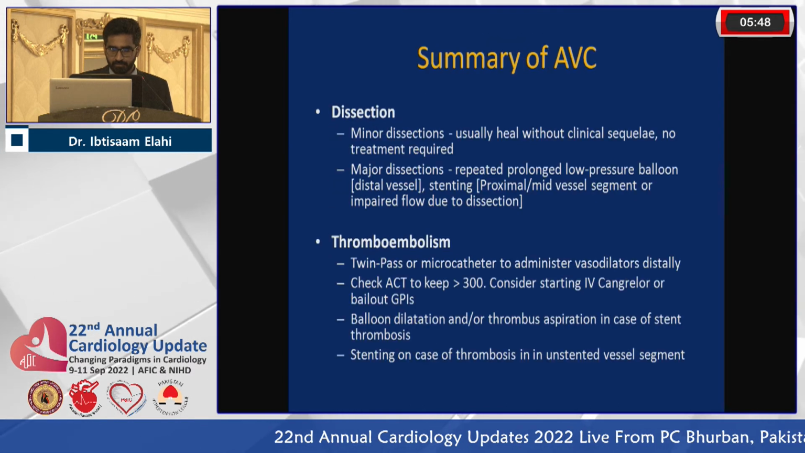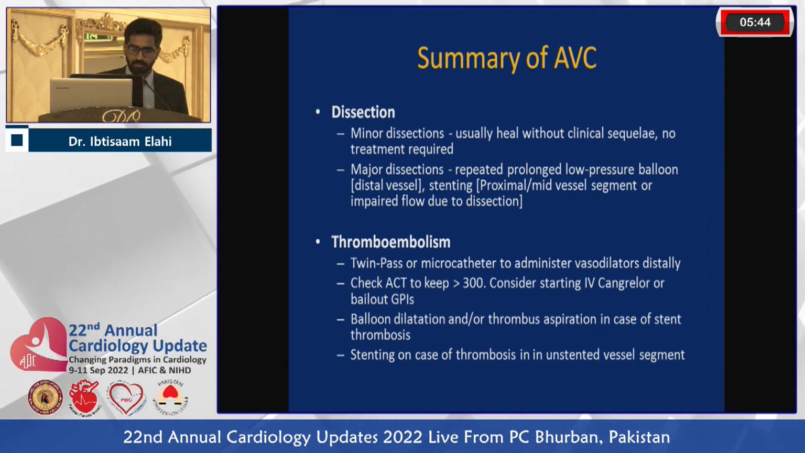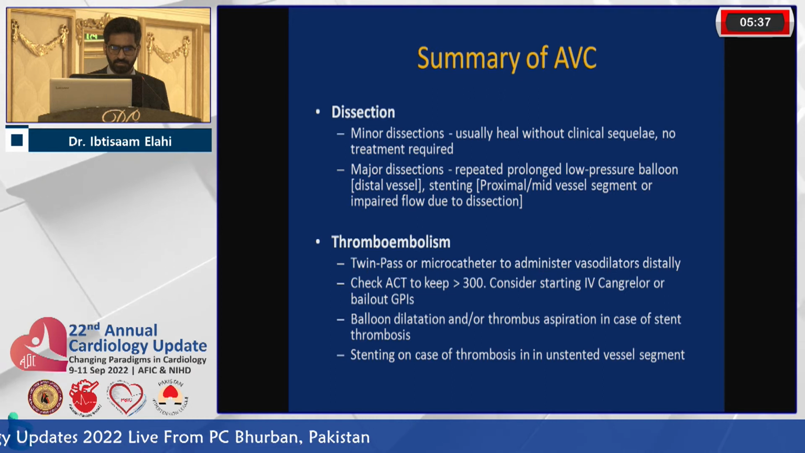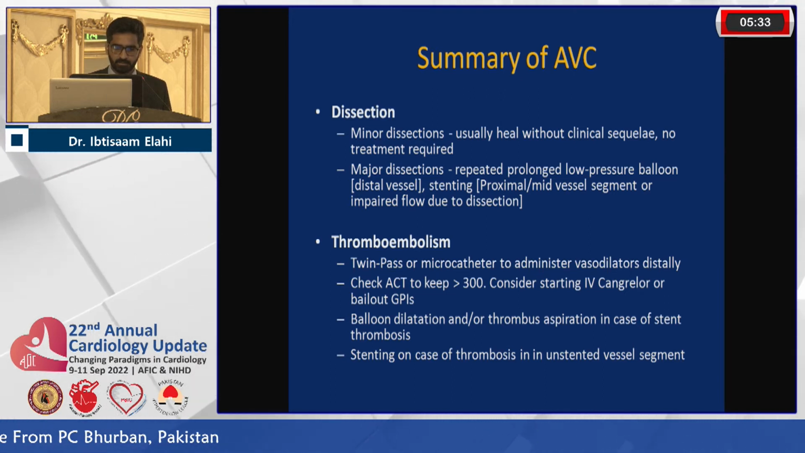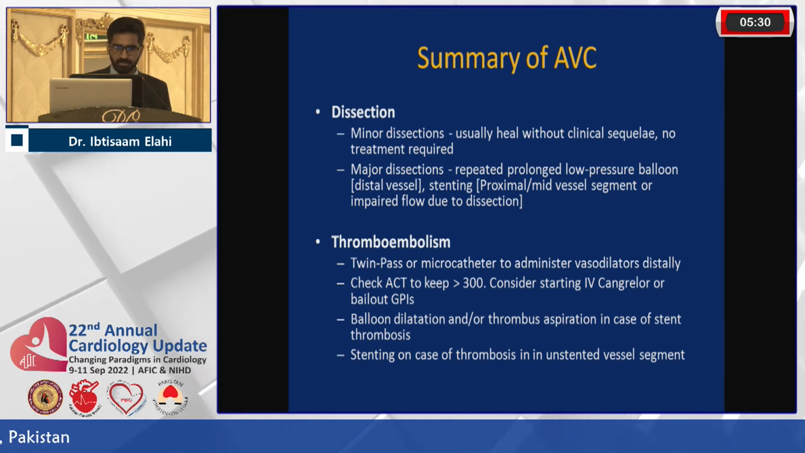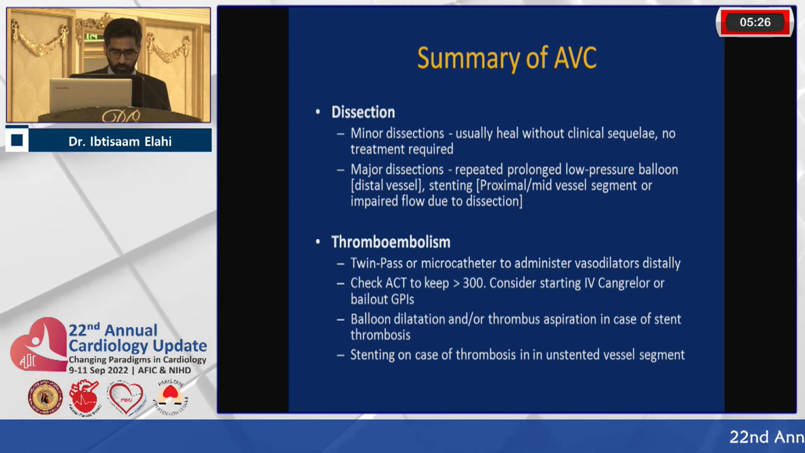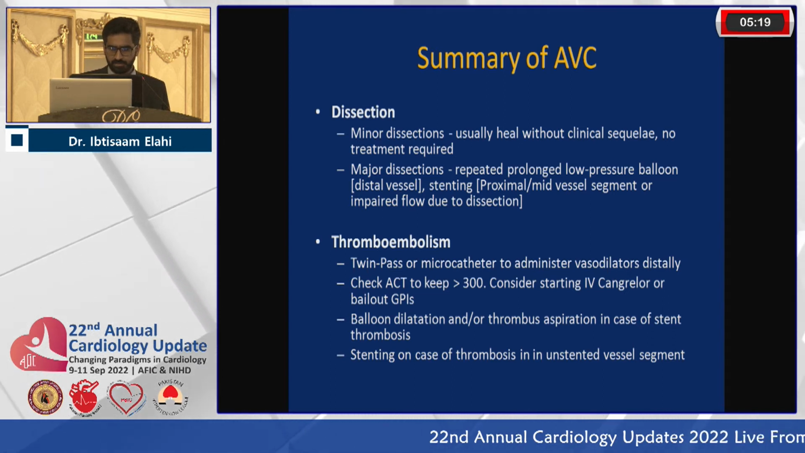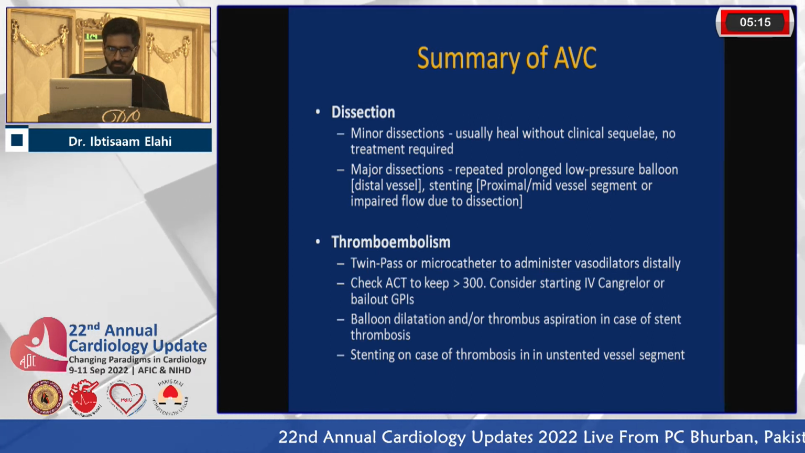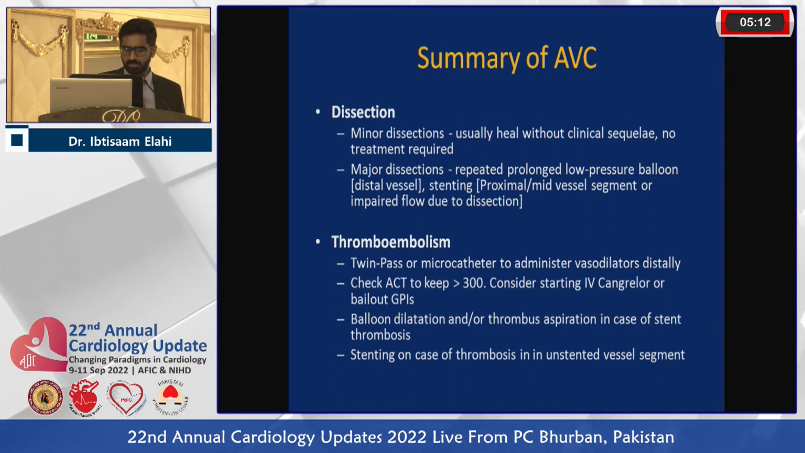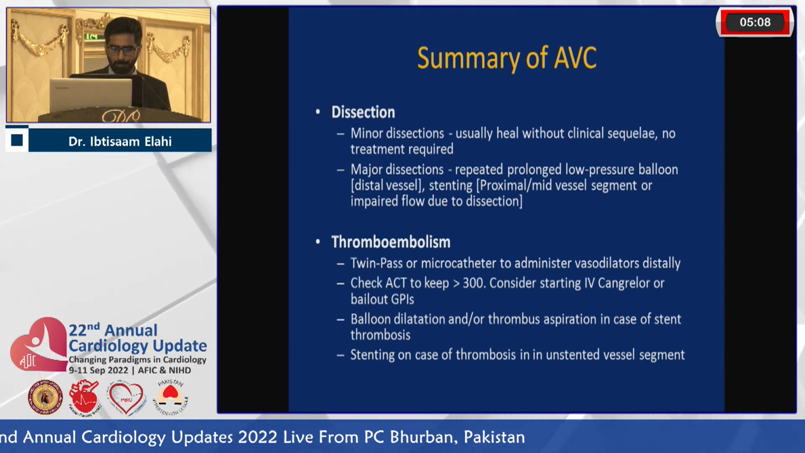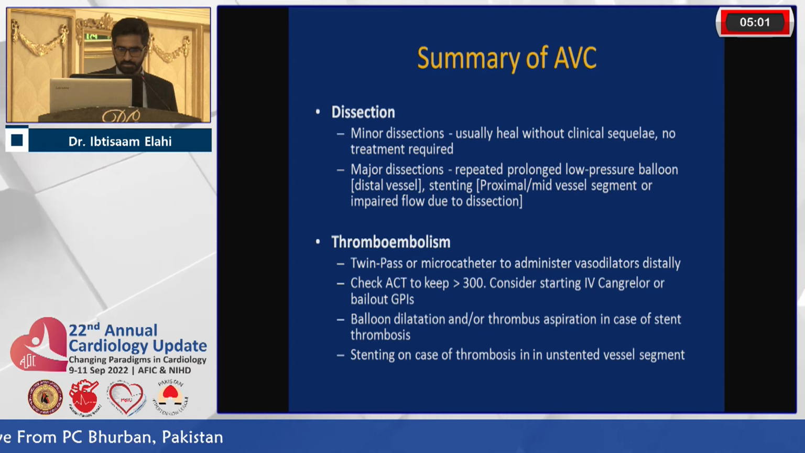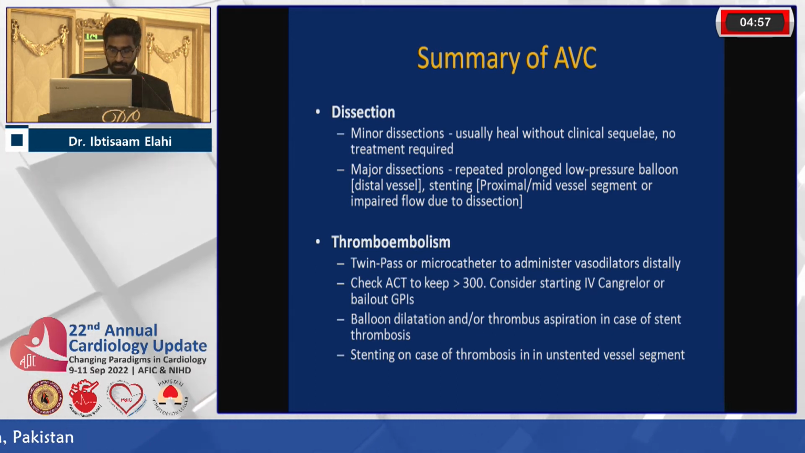This is the management, and I have got the summary of abrupt vessel closure management. Minor dissections usually heal without clinical sequelae, no treatment required. For major dissection, repeated prolonged low pressure balloon inflation, stenting in case of proximal or mid vessel segment, or impaired flow due to dissection. Thromboembolism, which we thought we had in this case, can be managed with a Tornus or microcatheter to administer vasodilator distally, check ACT to keep greater than 300, and consider starting IV cangrelor or bailout GPI. Balloon dilatation and thrombus aspiration in case of stent thrombosis, and stenting in case of thrombosis in an unstented vessel segment.